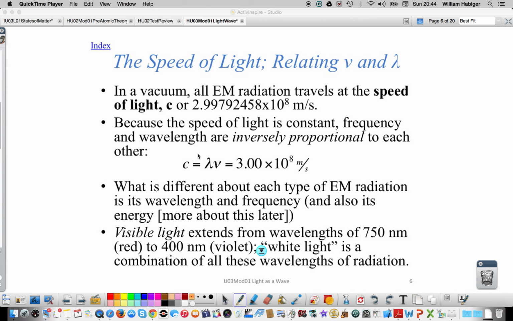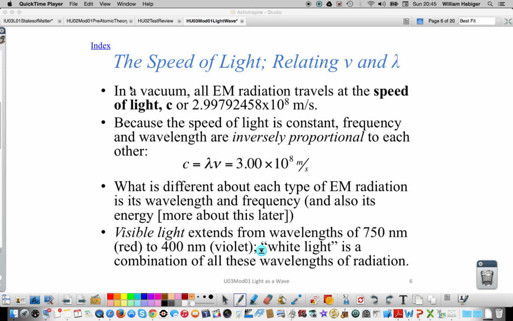This video is about how to calculate frequency or wavelength using the speed of light. So the relationship when we look at electromagnetic radiation is that the speed of light, which is c, is equal to lambda times nu. Lambda is the wavelength, and nu is the symbol for frequency.